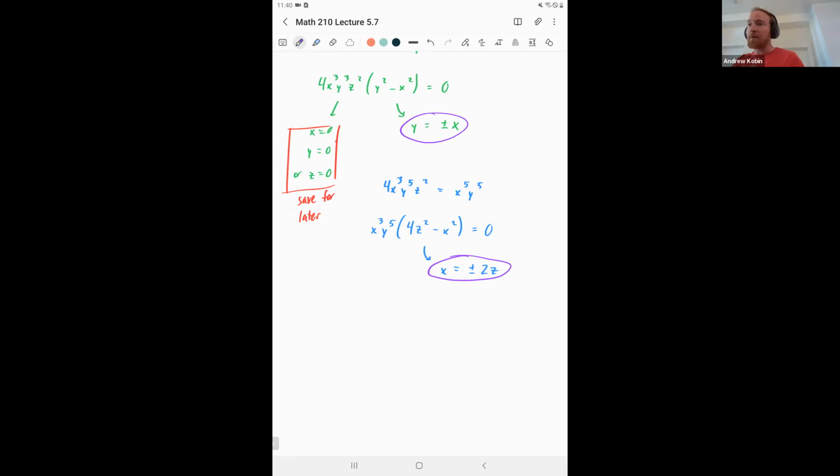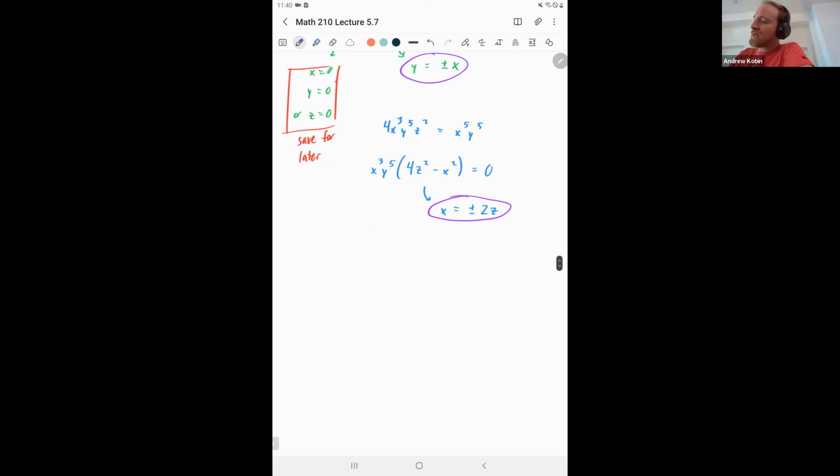But we need to remember one thing. These points have to lie on this sphere, the constraining equation. And remember that these points have to satisfy x squared plus y squared plus z squared is equal to 36. And now let's plug in all of our information. And maybe we'll leave it in terms of z, since that appears to determine everything else.